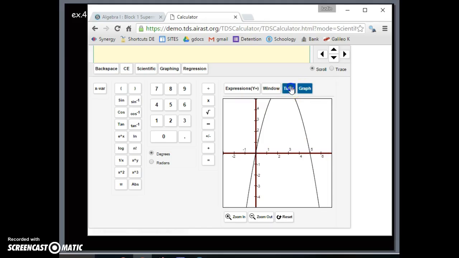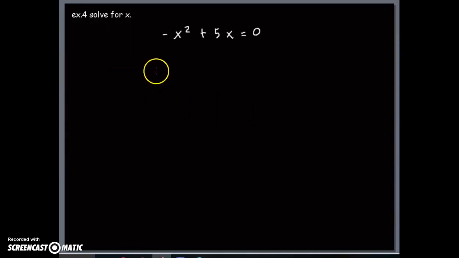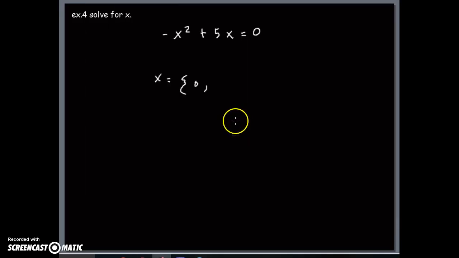And I'm going to verify using the table. So I'll type in 0. And when x is 0, y is 0. So our first solution is 0. And our second solution we think is 5. And it looks like our second solution is 5 because y is 0.